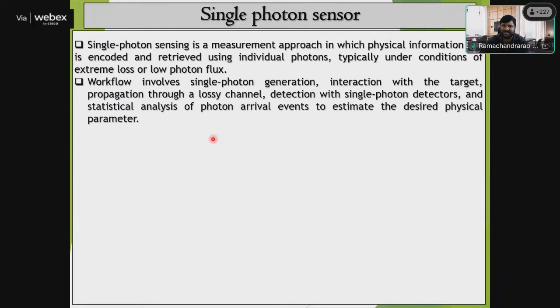In order to design a single photon sensor: single photon sensing is a measurement approach in which physical information is encoded and also retrieved using individual photons. Individual photons means one photon. Each time you encode some information, and after some time you decode the information from that photon.